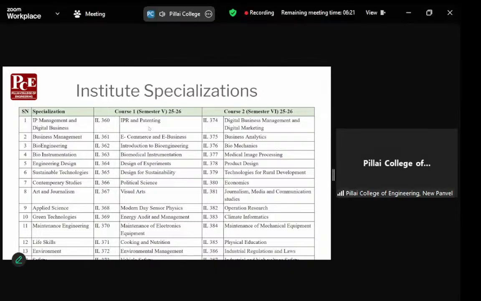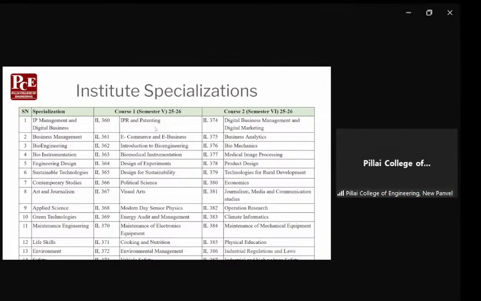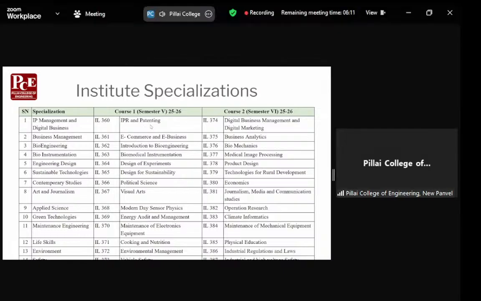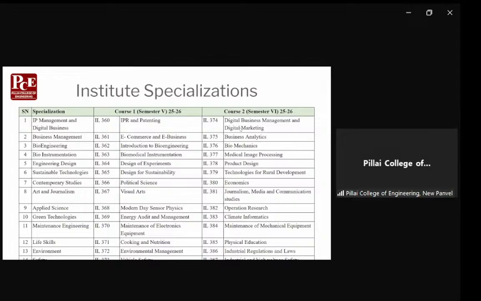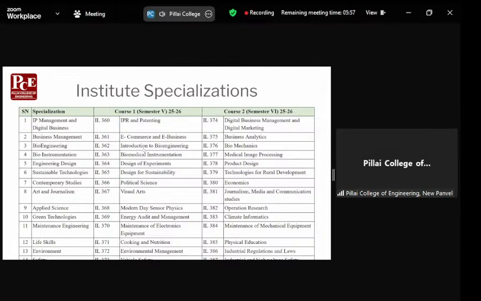So please make sure that once you have selected the specialization, you go for both subjects in the same specialization. There would be no provision to change the specialization in semester 6. I repeat again, once you have selected a specialization in semester 5, the second course in the same specialization will be offered in semester 6. Okay, so today we are having the orientation of all the courses which are there for your semester 5.